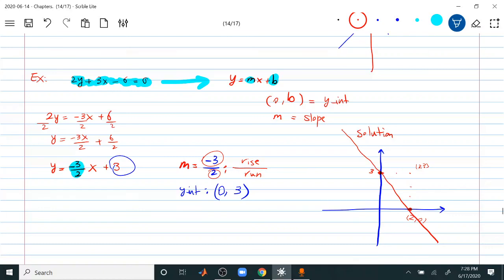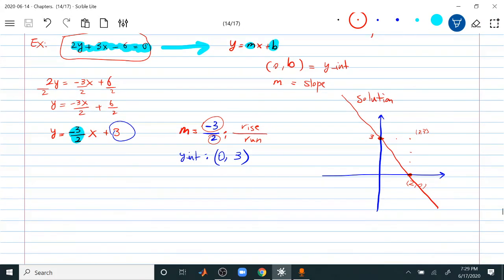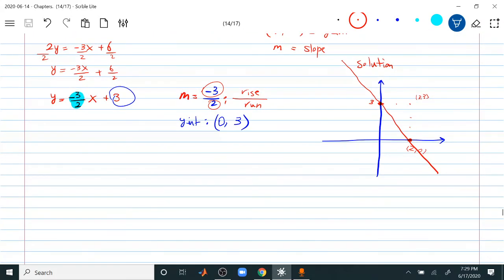This is the graph of the equation 2y + 3x - 6 = 0 using the slope and y-intercept. You can graph the solution by just picking points, but if you use the slope-intercept form, it's much faster. Okay, I'm going to stop here, and next time we discuss the equations for lines in different forms, how to get the equation and how to calculate.